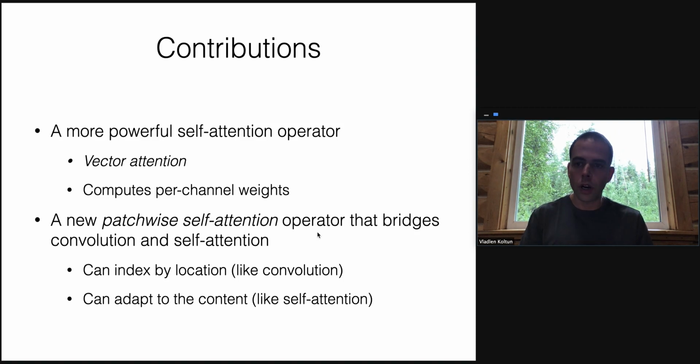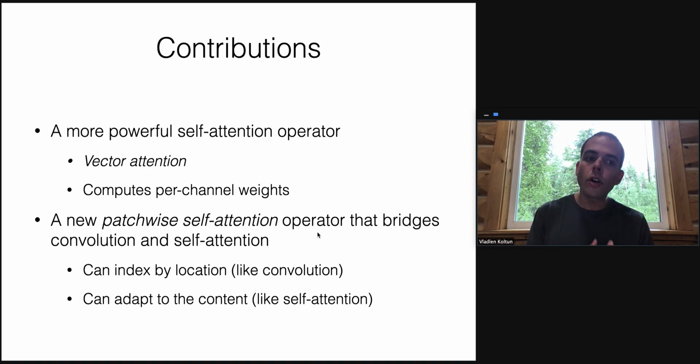We introduce computationally efficient self-attention operators that in fact compute a different weight for each channel in the payload, in the feature vector. We call this vector attention, and it is much more expressive than the scalar attention used in prior work. Furthermore, we show that we can combine aspects of convolution and properties of self-attention into a new family of operators that we call patchwise self-attention, which are a strict generalization of convolution.